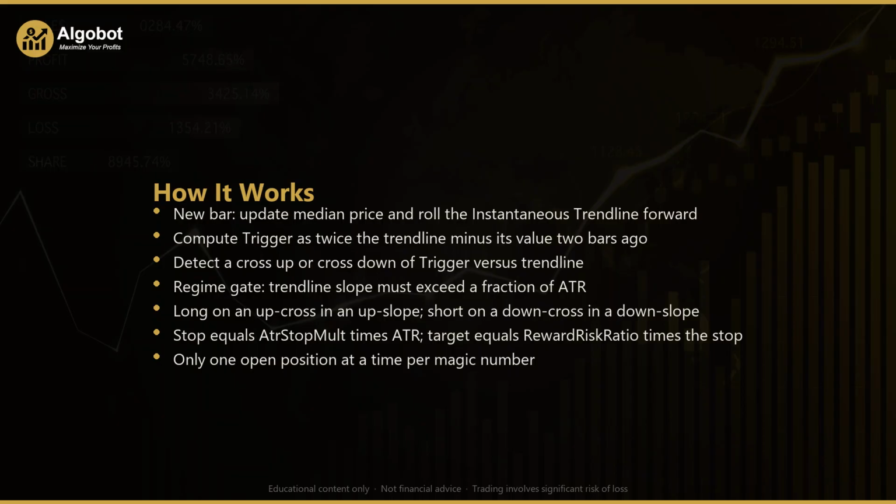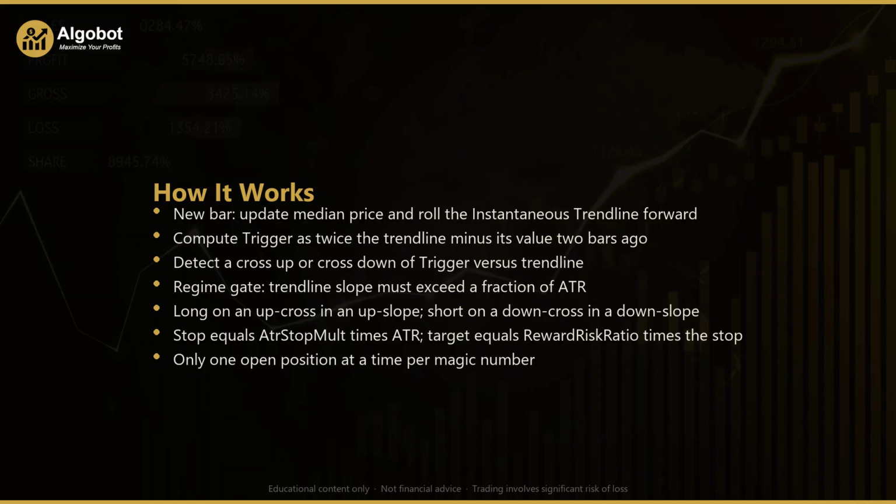It measures the slope of the trend line over the number of bars set by slope bars, which defaults to 5. It compares that slope to the average true range, calculated over the ATR period window of 14 bars. The slope must be at least MinSlopeAtrFrac of the ATR, a default of 1/10, before a signal is accepted. If the trend line is sloping up firmly and the trigger crosses above it, the EA signals a long. If the trend line is sloping down firmly and the trigger crosses below, the EA signals a short.